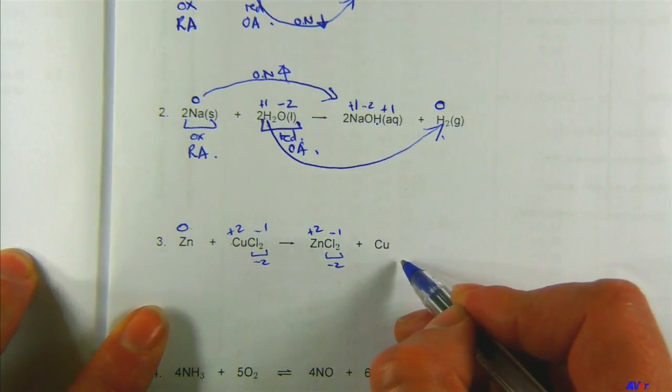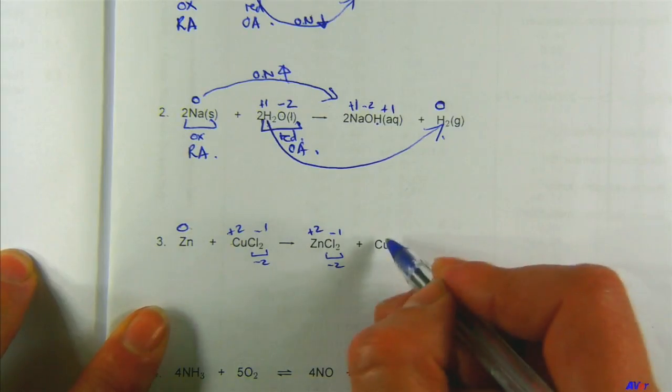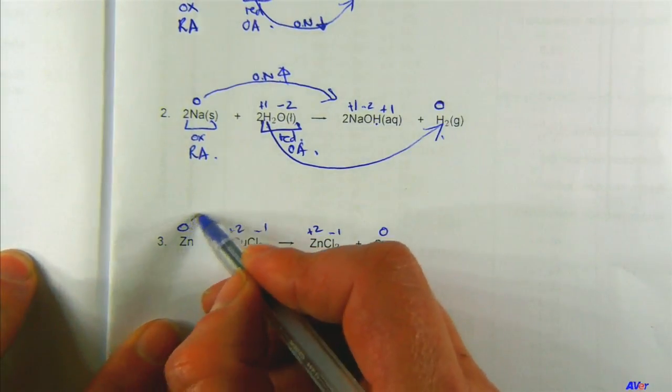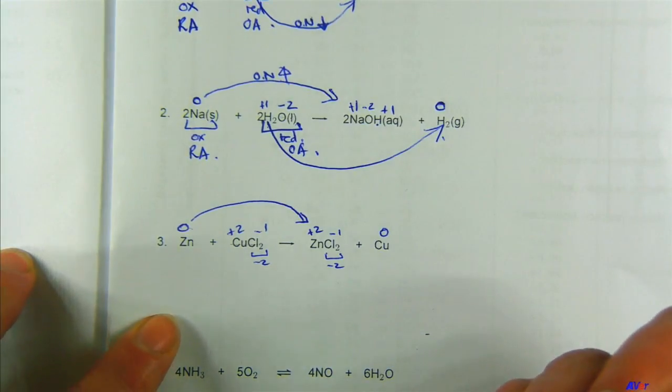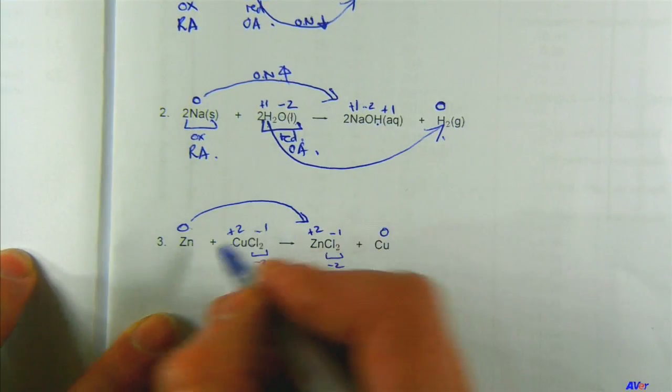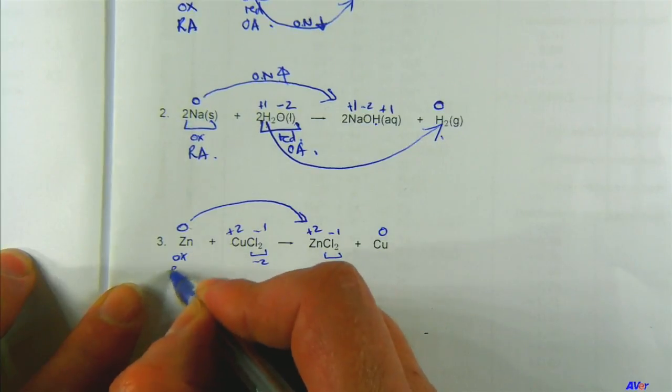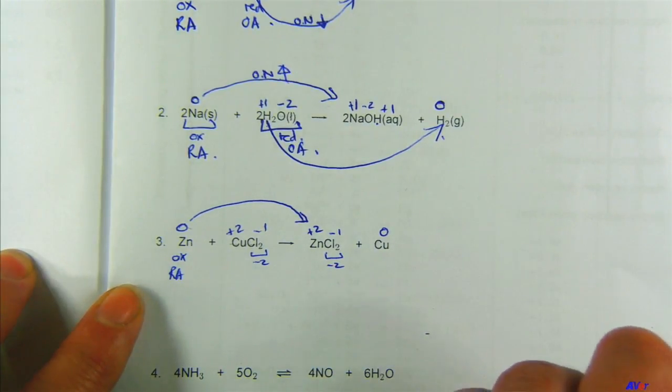That copper, 0. Right, so the zinc is going from 0 to +2. What's happening to the oxidation number? Increasing. Okay, so zinc is oxidizing. It is the reducing agent.